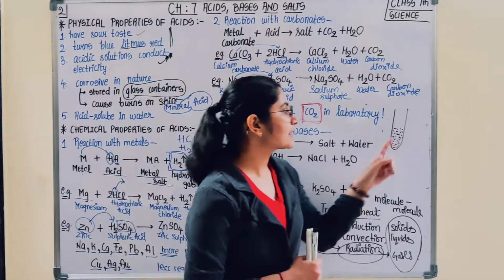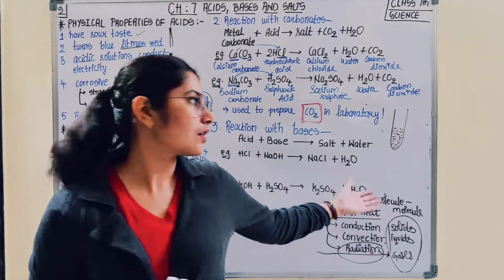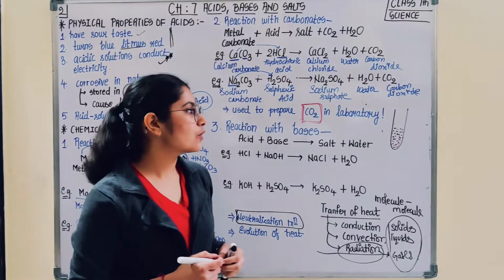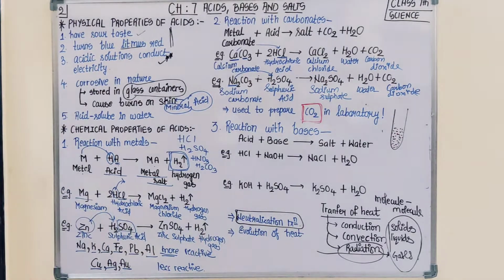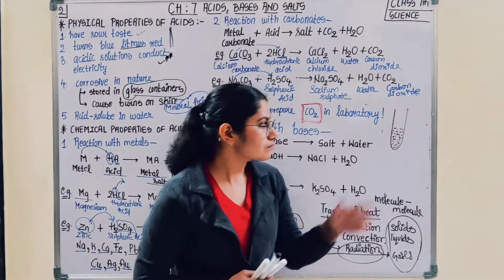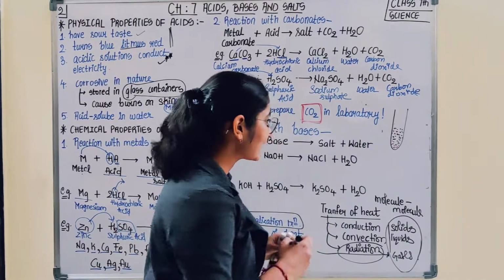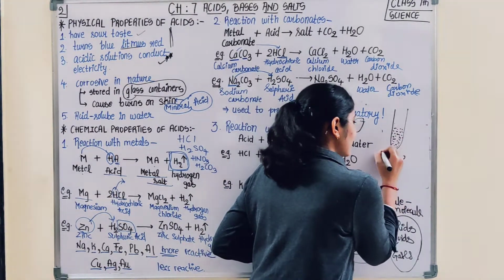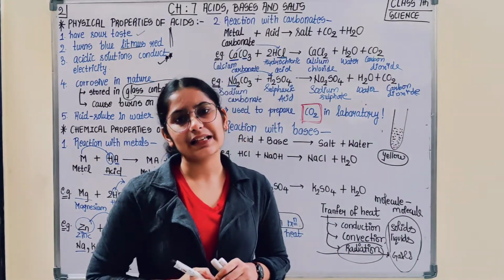When I add methyl orange to a base, that is sodium hydroxide, what color does this acid base indicator provide? I asked you, when I add methyl orange to the base, what color will methyl orange give to this solution? So you would be getting a yellow solution. Yellow solution, that means methyl orange gives yellow color to basic solution.